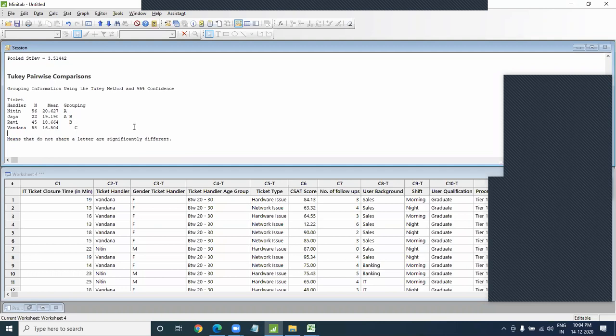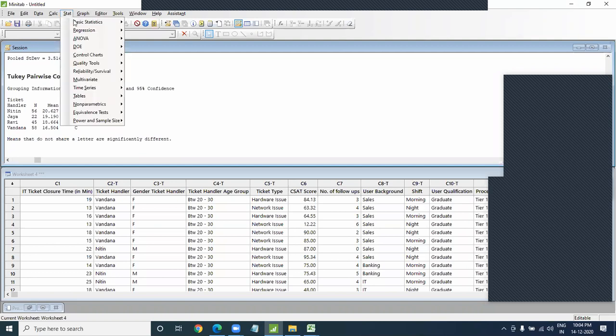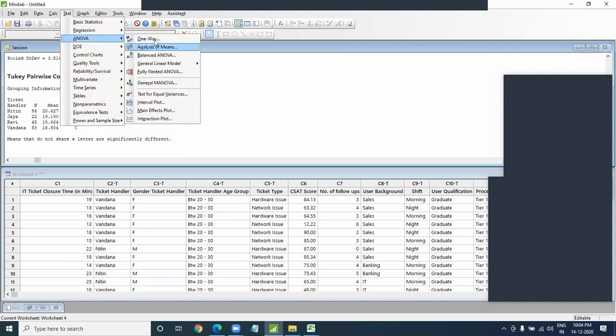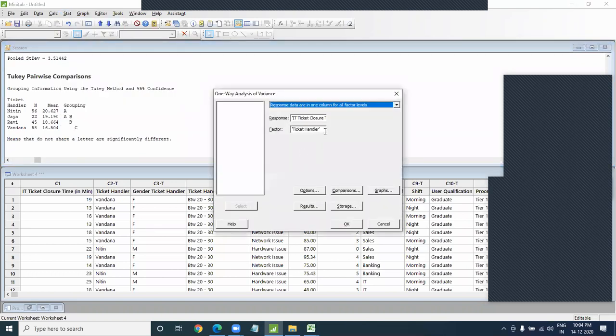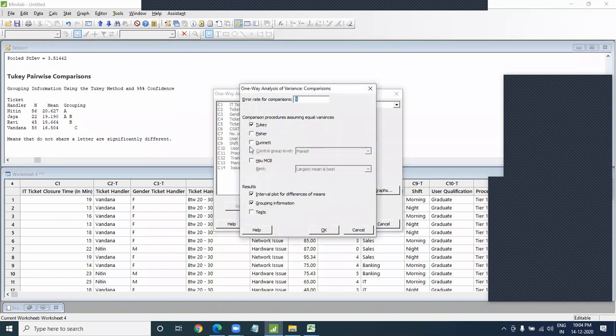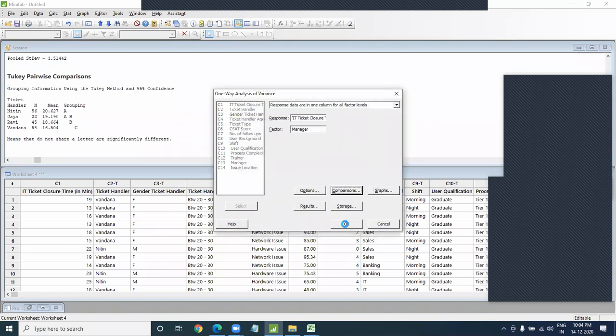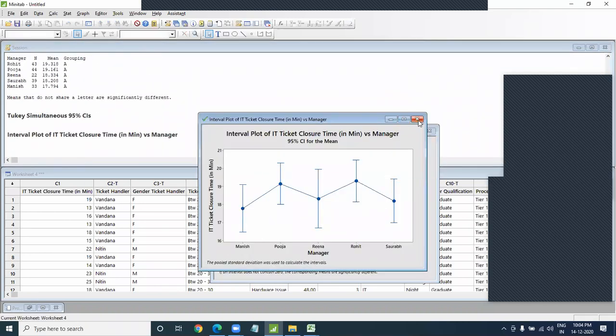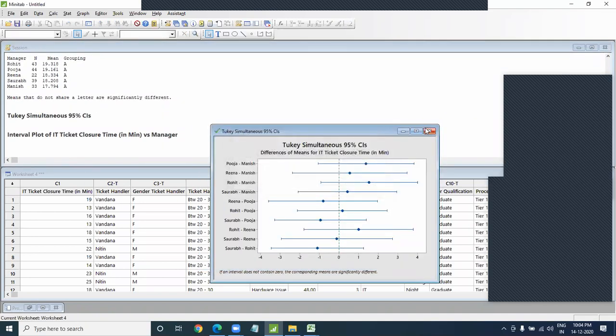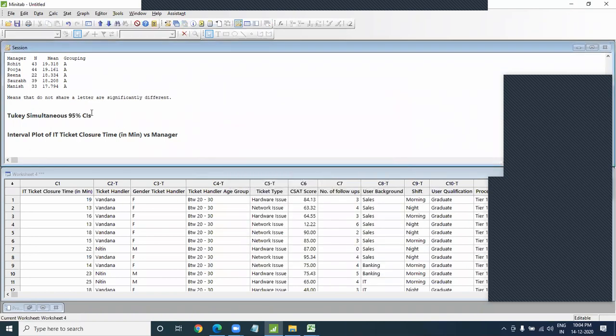So let's have a look at another example. We'll be able to get more clarity here. ANOVA, one way. Remove the ticket handler. Say I want to compare different managers. I want to compare the performance. This Tukey one is already selected. Click OK. Just same stuff. Let's have a look at it.